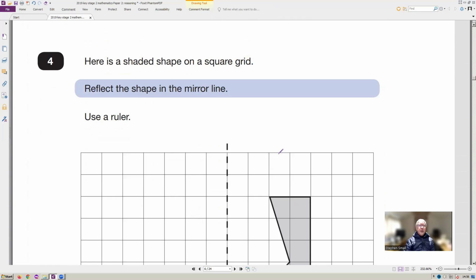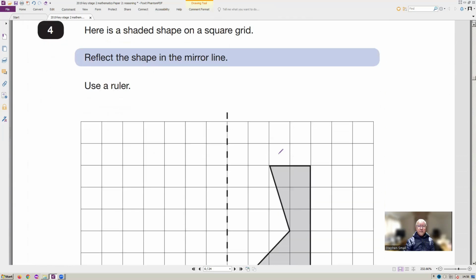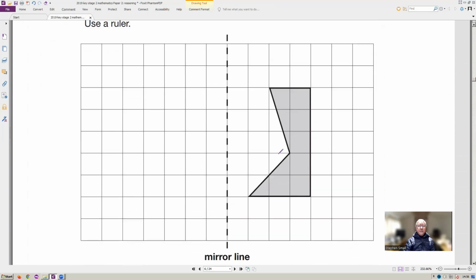Here is a shaded shape on a square grid. Reflect the shape in the mirror line. Use a ruler. Okay, well, we can't use a ruler, but we can do our best. So let's have a look. The way I like to do these is we see how many squares that is across there. 1, 2. There's our mirror line here. So we're going to come back. If you're looking in a mirror, you'd see it, that point there.